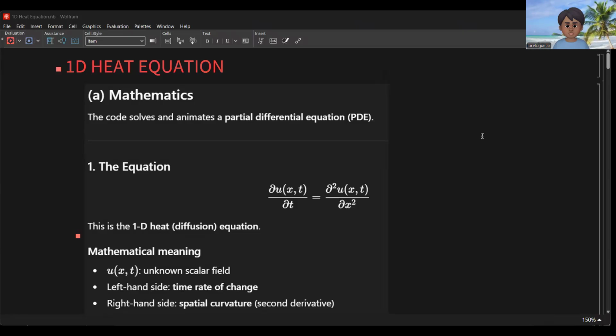So this is 1D heat equations. So we have the mathematics of this. The code solves and animates a partial differential equation.